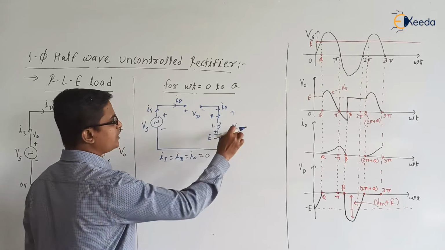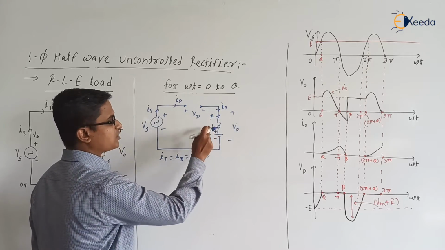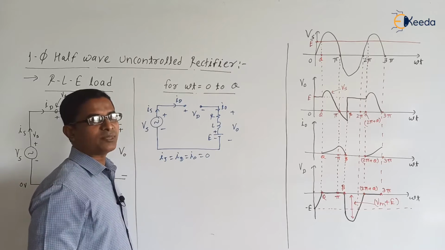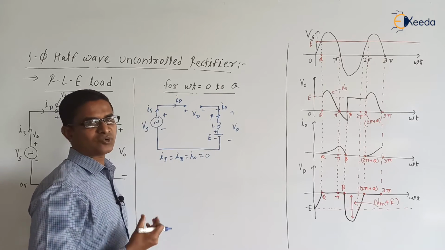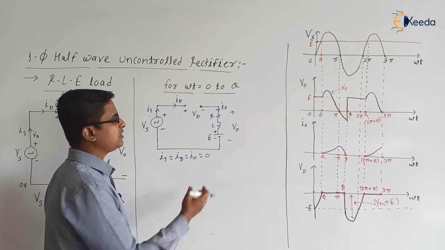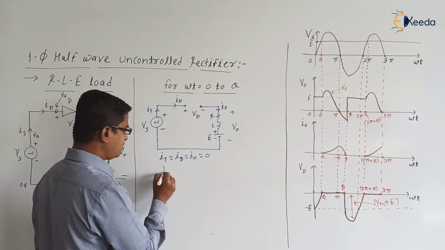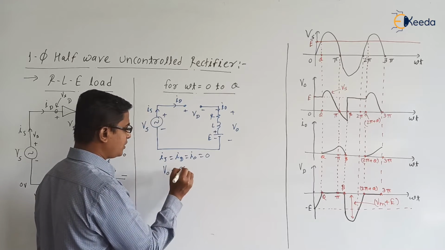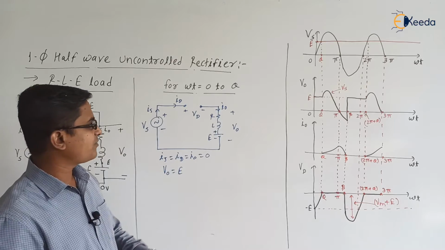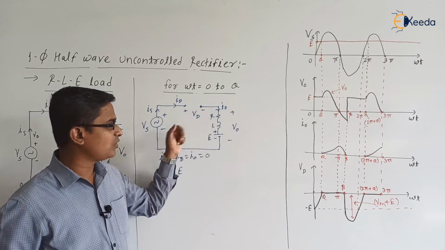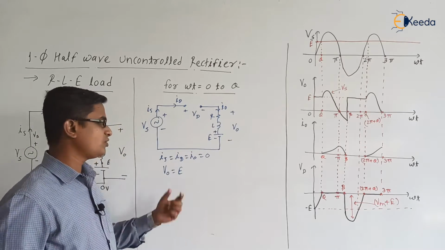Next, what is V0? Can we write V0 is equal to I0 into R plus the voltage across the inductor? But current is not flowing through the inductor, so what is the voltage across the inductor? Yes, it is 0 only. So can we write V0 is equal to E only? Are you getting the point? The potential difference between these 2 points is equal to only E. So V0 is equal to E.